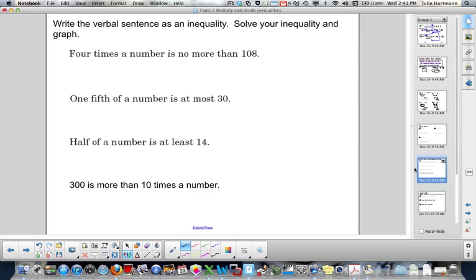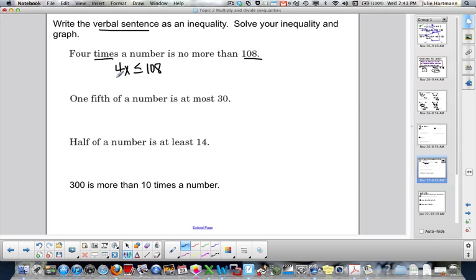On the next slide, we have the verbal sentence as an inequality. This is just what we did in topic 1. Now it's talking about times. So 4 times a number, that's 4x, is no more than. No more than means it has to be less than or equal to. If I say that you're no more than 10 years old, that means you're 10 or under. So less than or equal to 108.